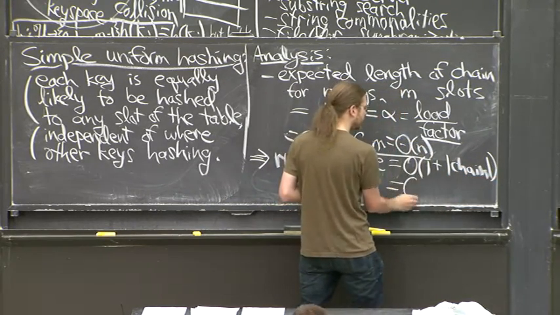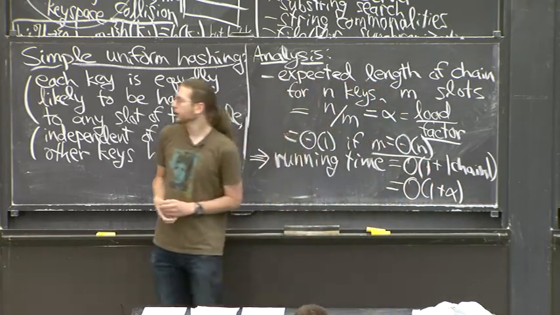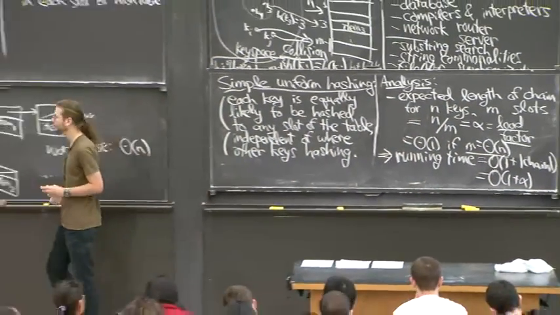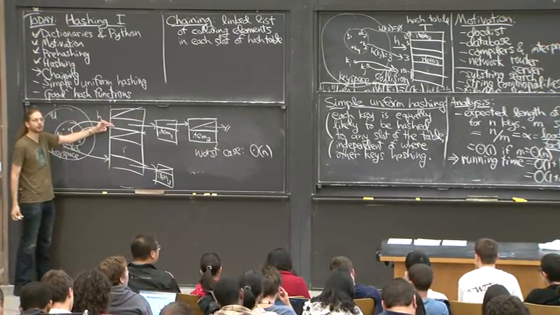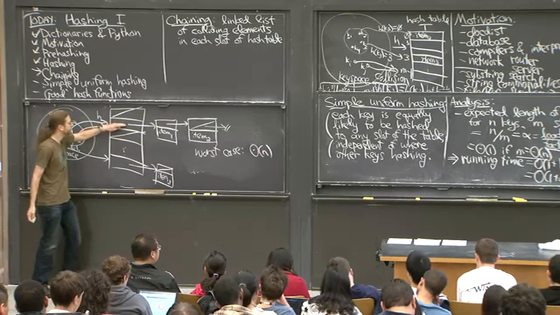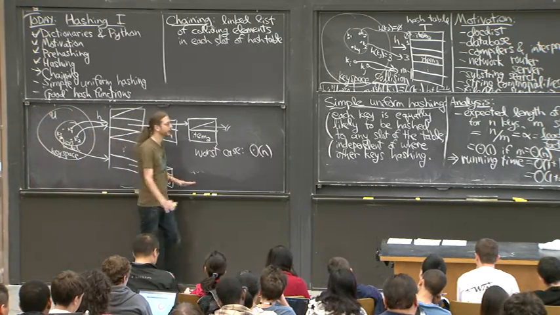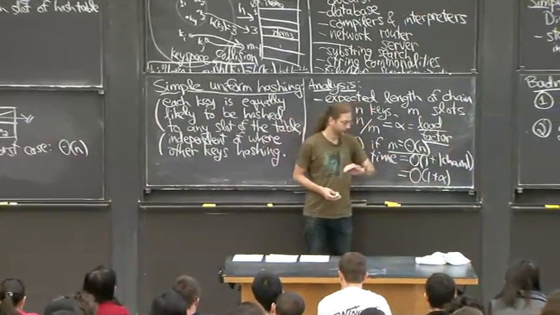Okay, so it's going to be 1 plus alpha. Why do I write 1? Well, because alpha can be much smaller than 1 in general. And you always have to pay the cost of computing the hash function. We're going to assume that takes constant time. And then you have to follow the first pointer. So you always pay constant time. But then you also pay alpha. That's your expected length.